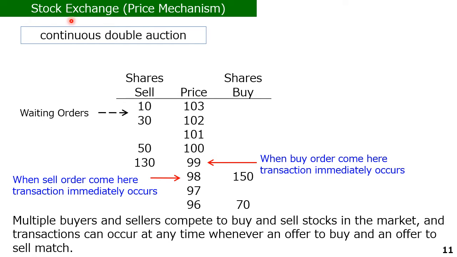This is the stock exchange price mechanism. We employ the continuous double auction as the price mechanism. Multiple buyers and sellers compete to buy and sell stocks in the market, and a transaction can occur at any time when an offer to buy and an offer to sell match. This is very normal in actual financial markets.